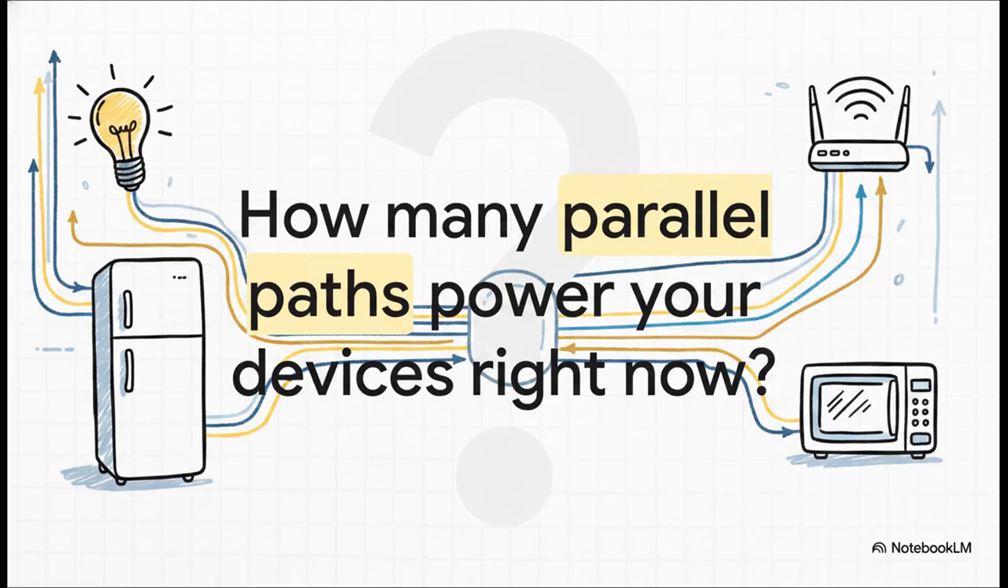So the next time you switch on a single light bulb without magically killing your fridge, your microwave, and your internet router all at once, ask yourself just how many parallel paths are working invisibly behind your walls right now. And honestly, what happens to that incredibly delicate electrical balance when we keep adding more and more devices to the grid? Something to think about.